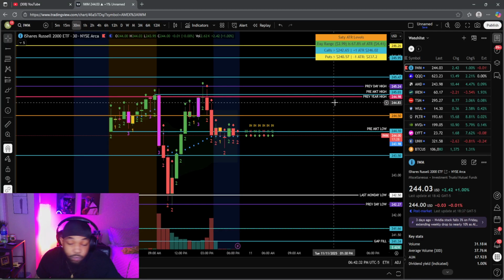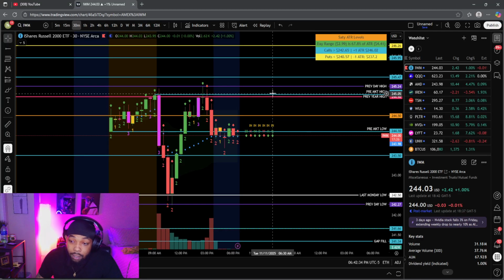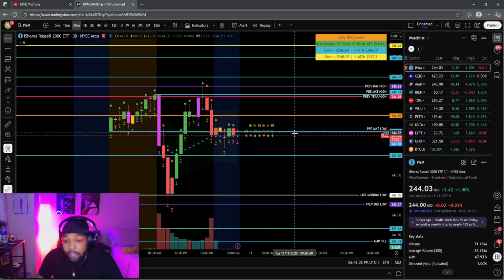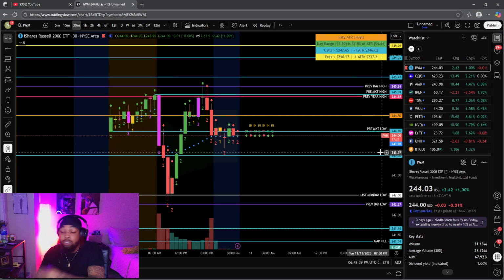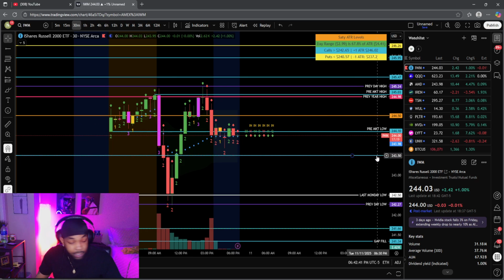So these are my entries. If price breaks above 245.03, I'm gonna take calls. If price breaks below 244.10, I'm gonna take puts. This is my analysis pre-market. I'm doing this at 9 o'clock. You see what I'm saying?